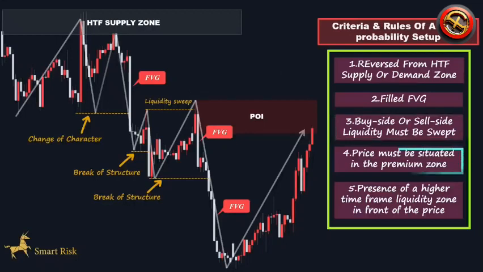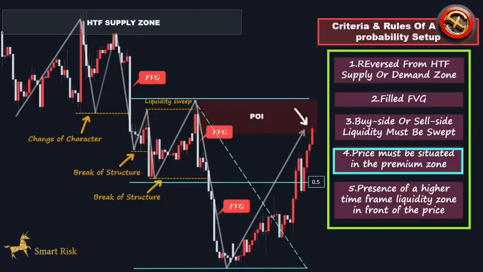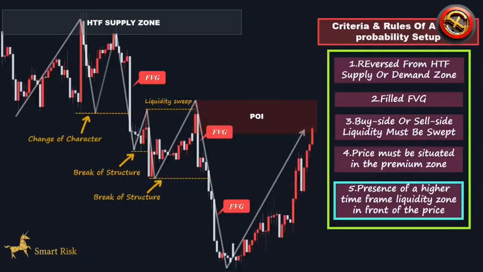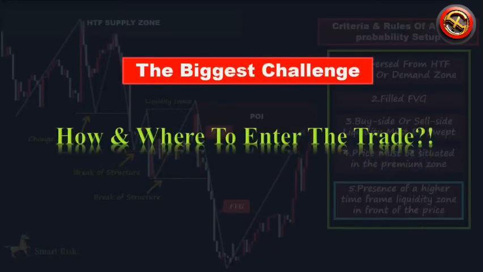Our fourth rule is that the price must be situated in the premium zone to consider placing a short position, or it must be in the discount zone to consider a long position. It's pretty clear that here, the price is above the 50% of Fibonacci retracement. The last rule is the presence of a higher time frame liquidity zone in front of the price that can be utilized as a potential take-profit level. When all these rules and criteria align, we have a high probability trading setup.